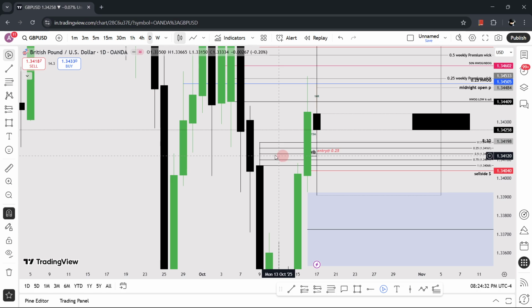Okay, now why did I choose this one? When market was around here, going down, this is the first premium week that I can see. I can also use this one because this is the longest one.